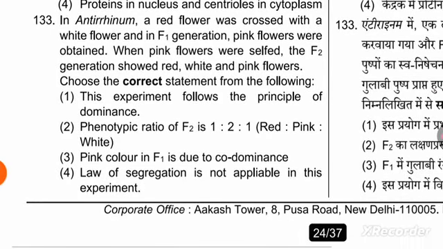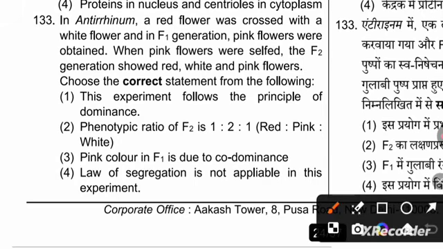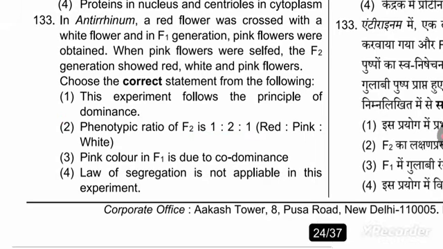133rd question. In Antirrhinum, a red flower was crossed with a white flower, and in the F1 generation, pink flowers were obtained. When the pink flower was selfed, the F2 generation showed red, white and pink flowers. Choose the correct statement. It is incomplete dominance, and in incomplete dominance the phenotypic ratio and genotypic ratio are both 1:2:1, which is the right answer. Let us move to the next question, children.